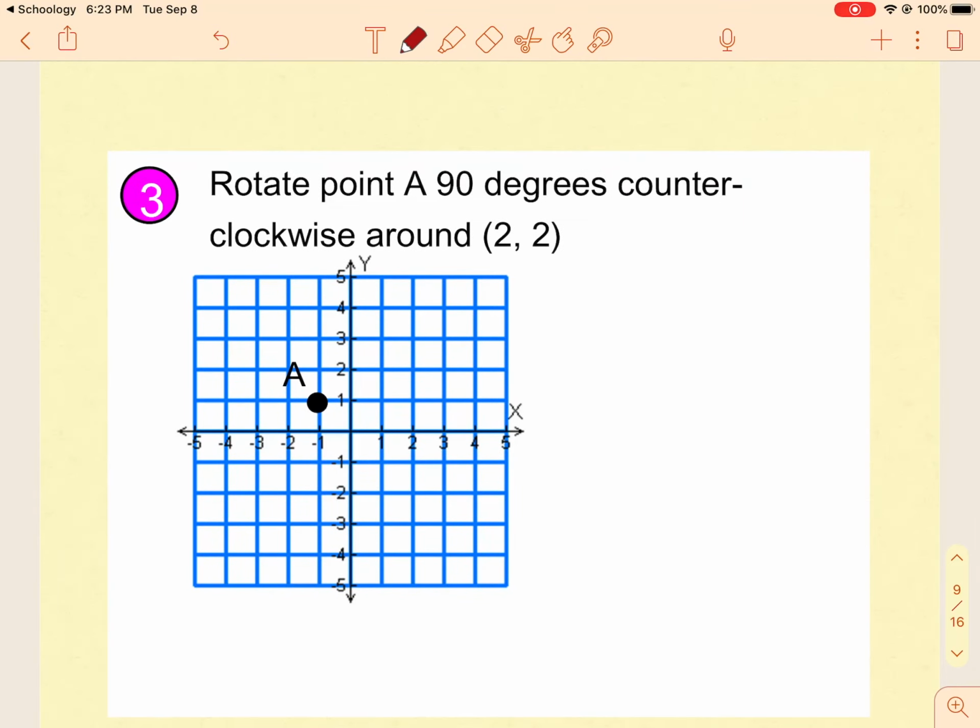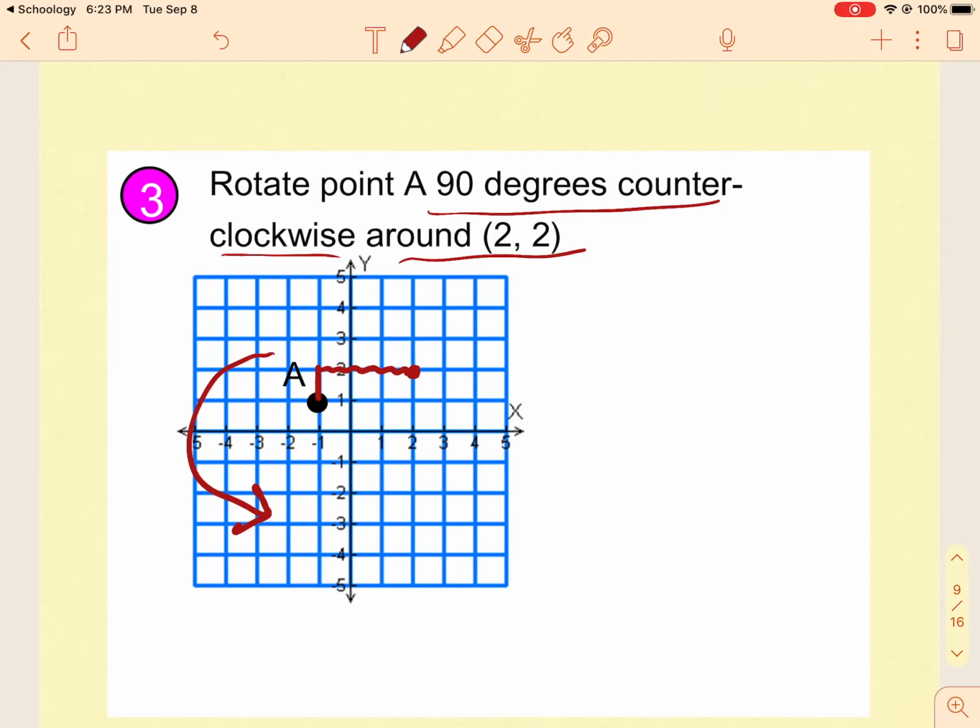What about this one? Rotating 90 degrees counterclockwise around 2, 2. This is one of the challenge problems. So we're not going around the origin. Now it's at a different point. So I'm going to draw that 2, 2 in. We still want to connect it with some sort of vertical and horizontal line.